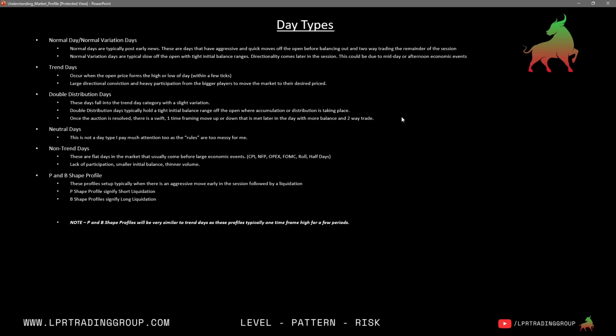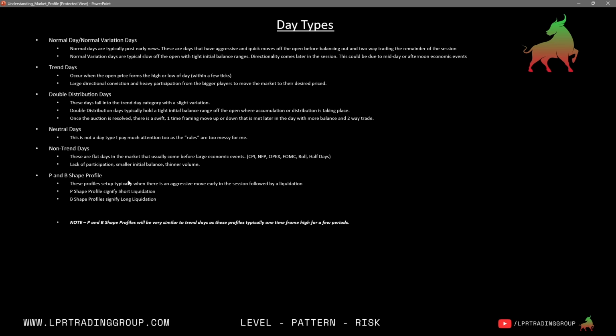The next day type is going to be a neutral day type. This is not a day type I may pay much attention to, as the rules are just a little bit too messy for me, and really, I think there's too many day types to begin with, so we're just going to keep it simple and really not go on about neutral day types.